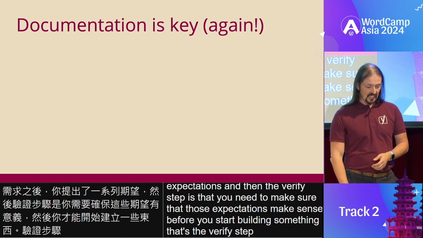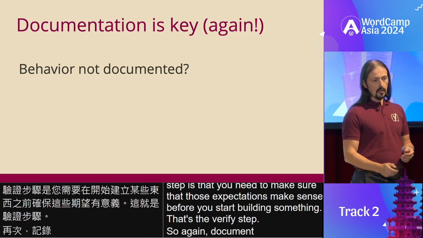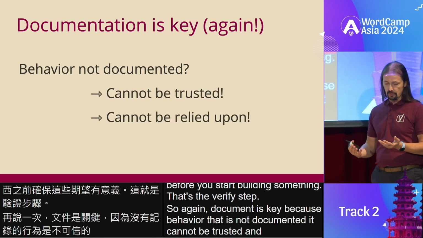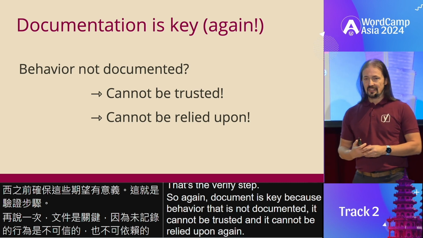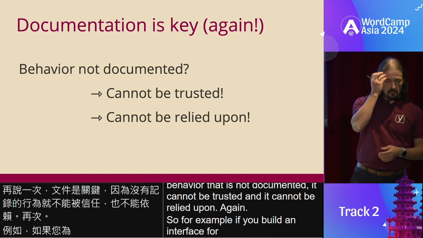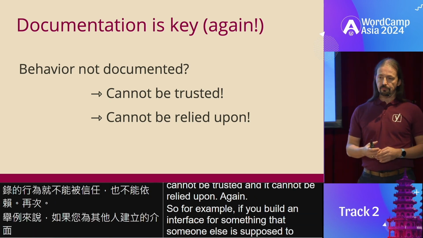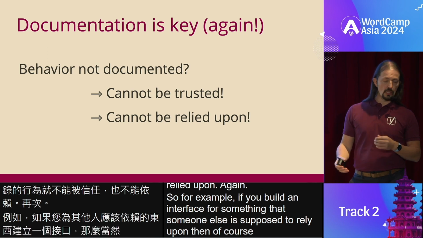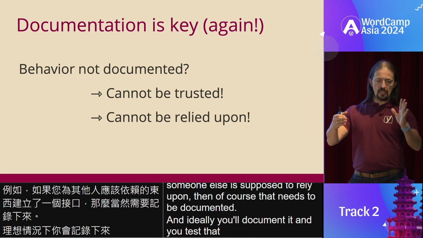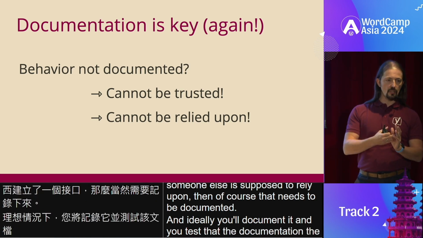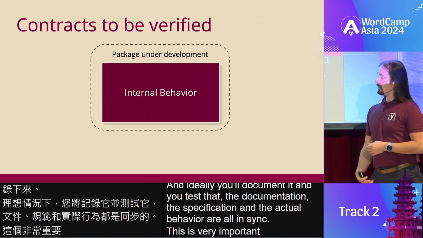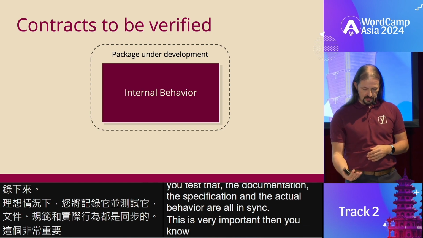So again, documentation is key, because behavior that is not documented cannot be trusted and cannot be relied upon. So, for example, if you build an interface for something that someone else is supposed to rely upon, then of course that needs to be documented, and ideally you'll document it and you test that the documentation, the specification and the actual behavior are all in sync. This is very important. Then you should have contracts in place.